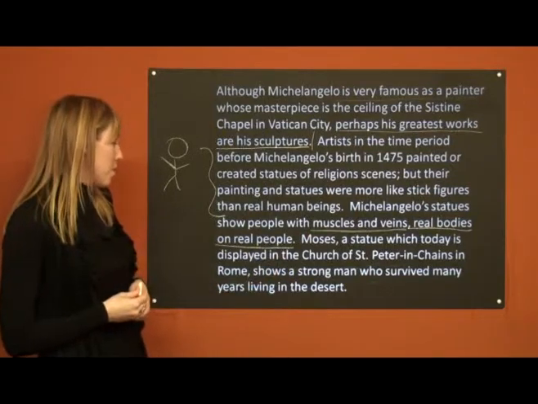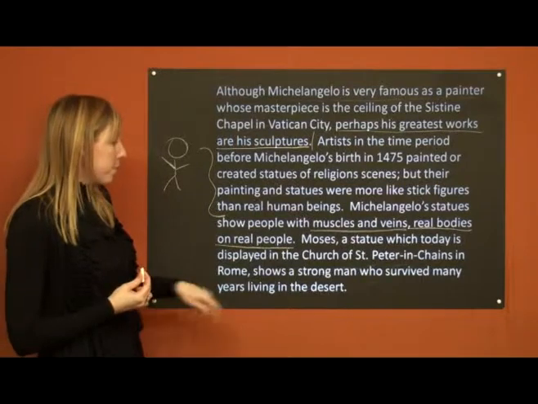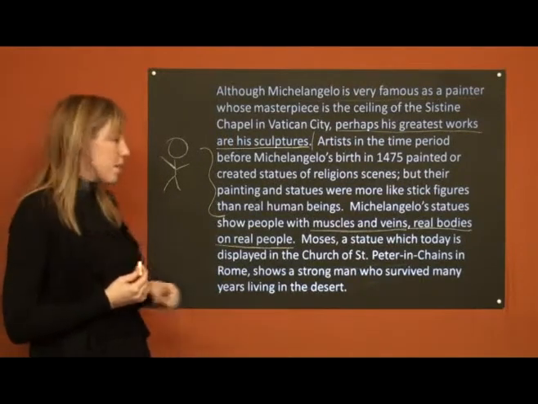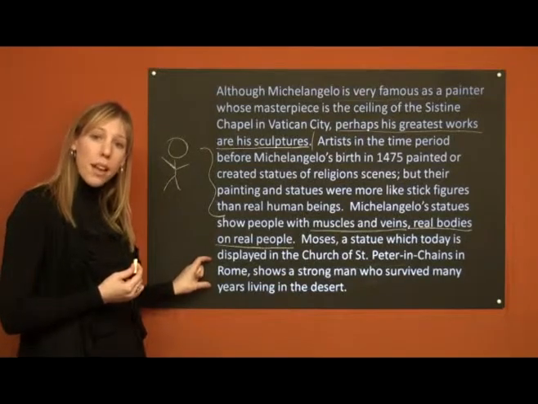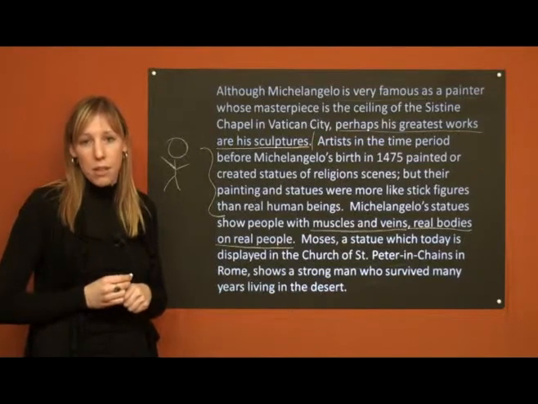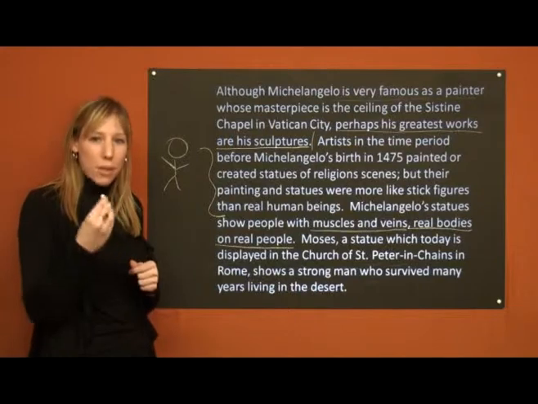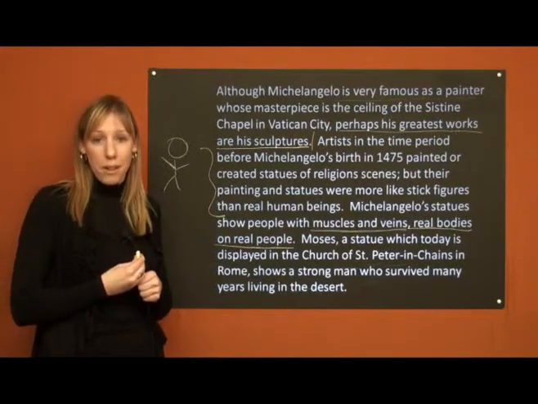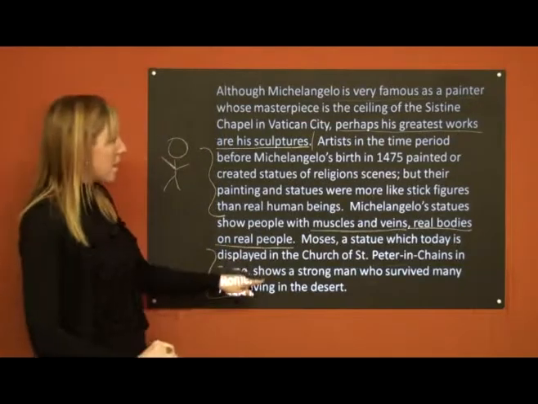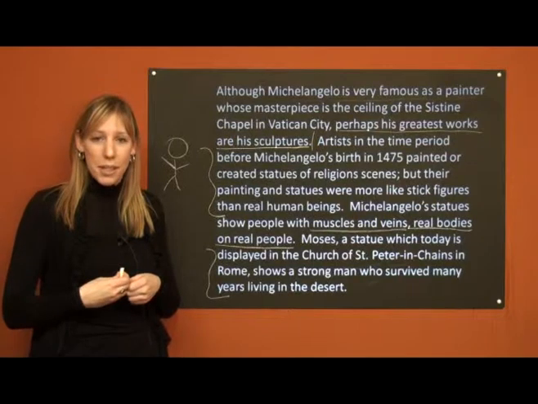Moses, a statue which today is displayed in the Church of St. Peter in Chains in Rome, shows a strong man who survived many years living in the desert. So this is actually an example of one of his sculptures. It's always good to use examples in your writing. It is part of the supporting sentence, but an example really proves to your reader that you know what you're talking about. So, again, this does relate back to why Michelangelo is well known for his sculptures.